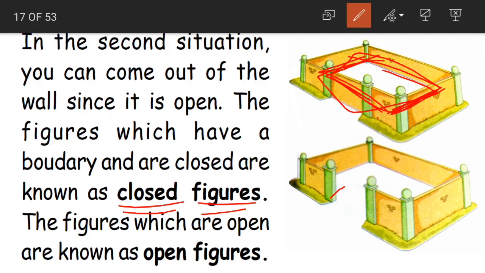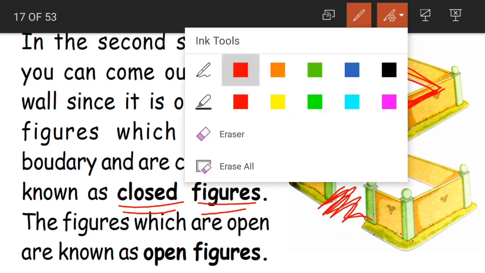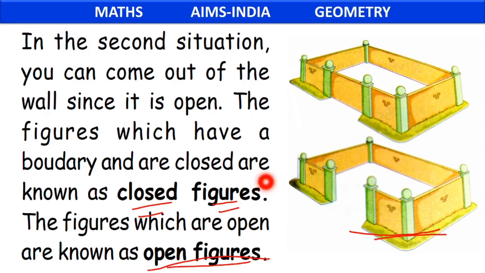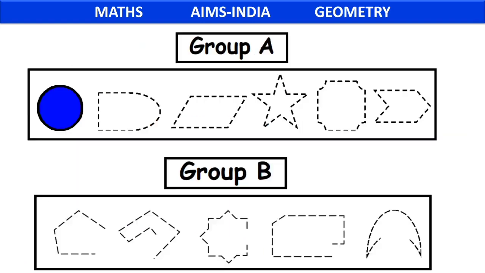When we come to the figures which are open, for example, our second one here, it is open from here. Yes, it is not completely closed. So such figures are called as open figures. The name says it all. If it is closed, it will be closed figure. If it is open, it will be an open figure.